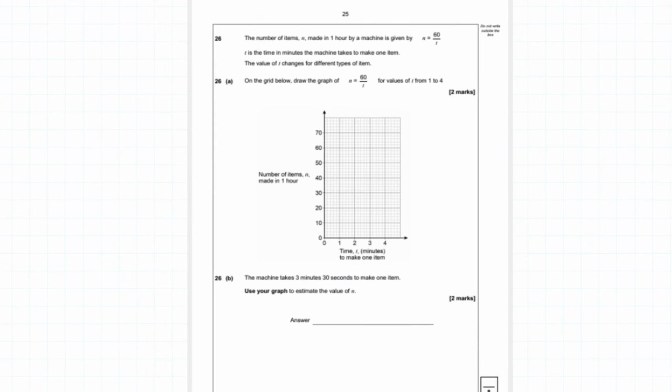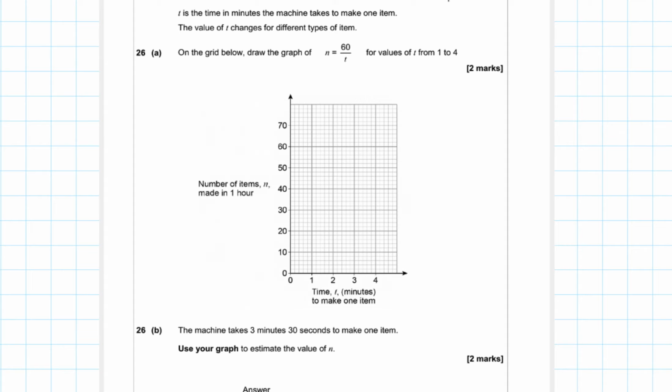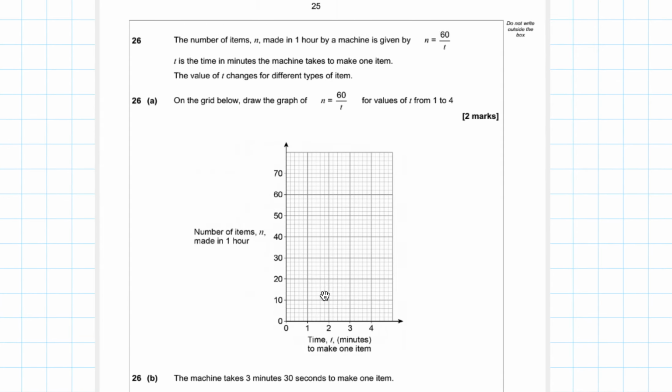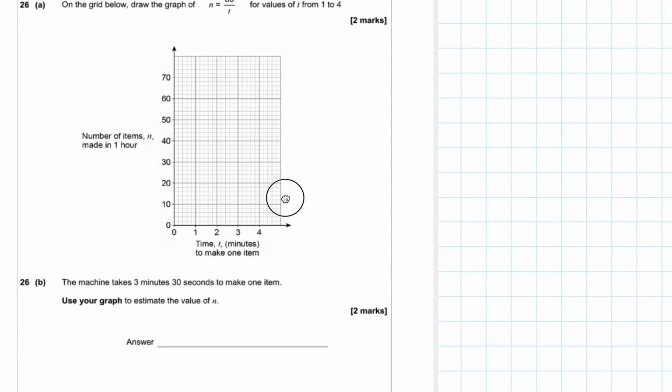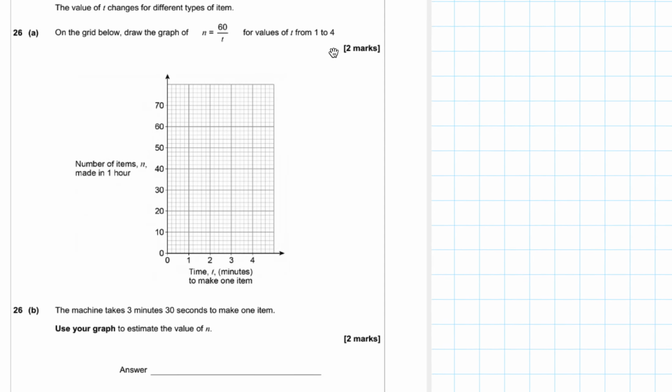Okay, question 26. We have the number of items made in 1 hour by a machine is n equals 60 over t. T is the time in minutes the machine takes to make one item. The value of t changes for different types of item. On a grid below, draw the graph of n equals 60 over t for values between 1 and 4.